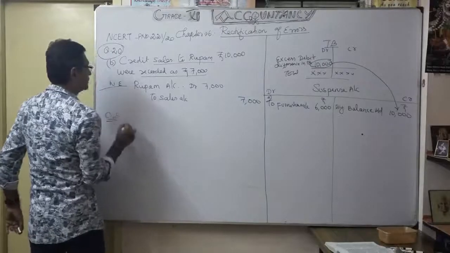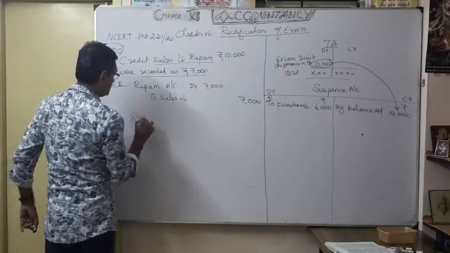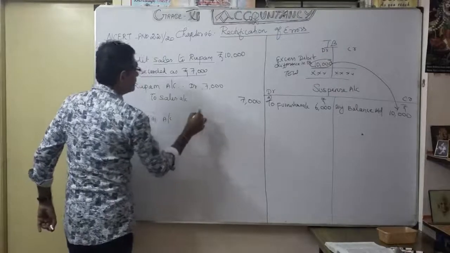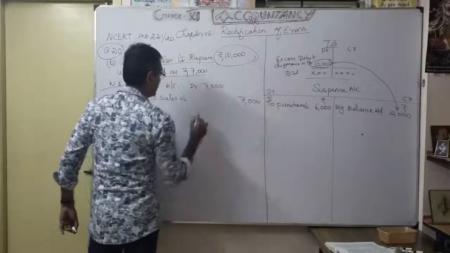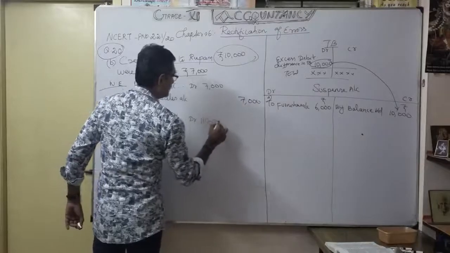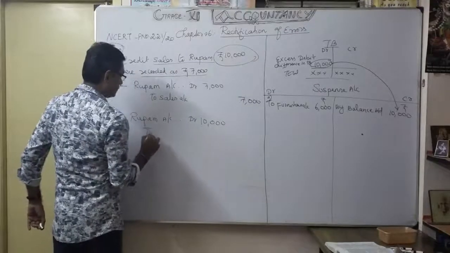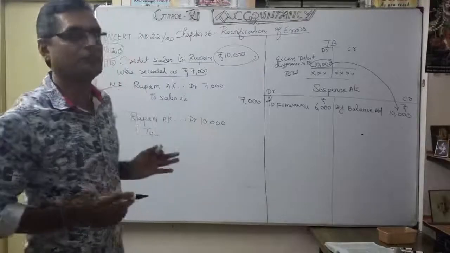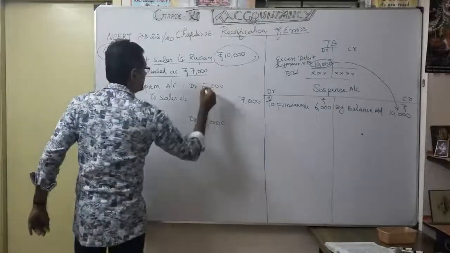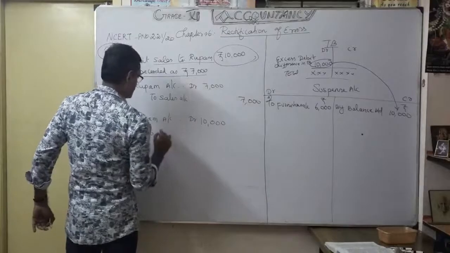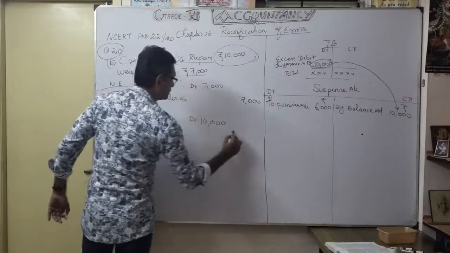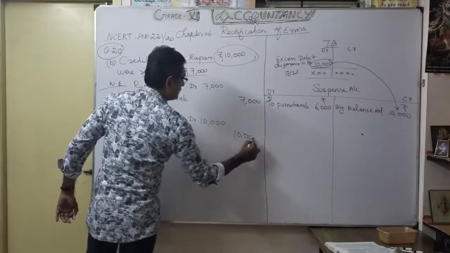The correct entry is again Reuben account debit, 10,000. That's the amount we are going to enter. Here only the amount is the problem. Whatever the entry is, it is correct, but instead of 10,000 they entered only 7,000. Reuben account debit to sales account, 10,000. So what is the rectification entry?